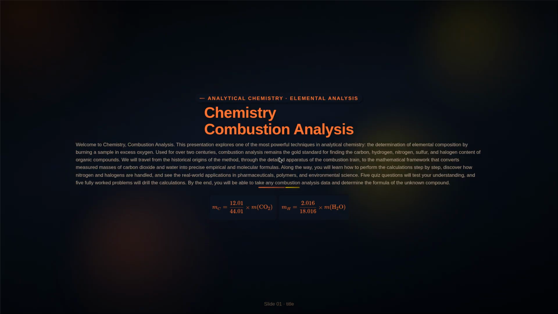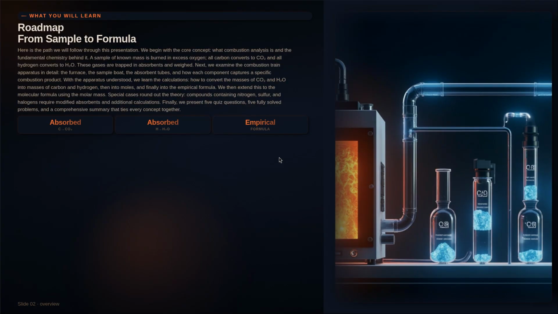5 quiz questions will test your understanding, and 5 fully worked problems will drill the calculations. By the end, you will be able to take any combustion analysis data and determine the formula of the unknown compound. Here is the path we will follow through this presentation.